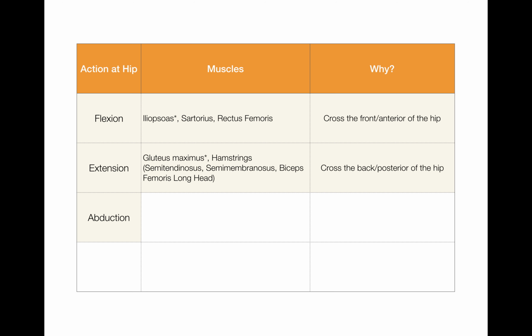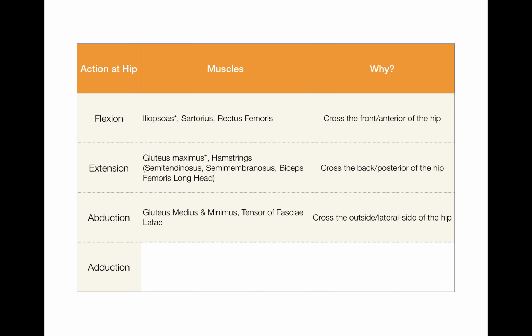Abduction, much like deltoid on the outside of the shoulder, could pull the arm out. Gluteus medius and minimus at the hip, because they're more lateral, can pull the thigh out. So can tensor fascia lata. Again, the ability to pull outward or to abduct is to cross the outside or lateral side of the hip.